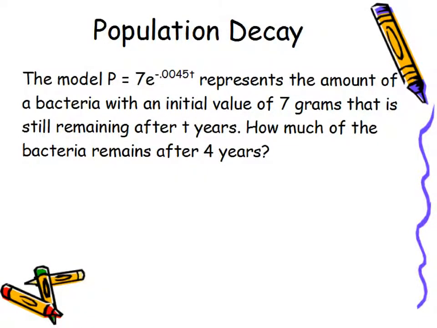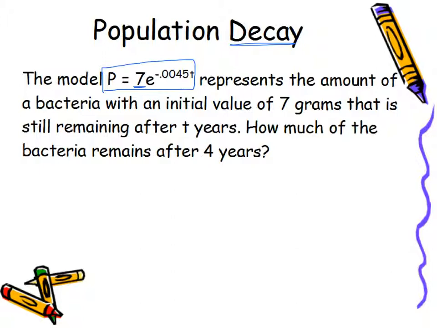Okay, last example. You want to be able to use a lot of different formulas. Some of those you're going to have to build yourself. You have to know your formula and put all the numbers in. But other times they're just going to give you a formula that has some sort of exponent in it. In this case, it's got a negative, which means it should be decay, right? Negative exponents mean it will be decay. And so I have this model. It represents the amount of a bacteria. There were initially 7 grams. That's why the 7 is at the front. And we're trying to figure out how much is remaining after t years, and specifically they say 4 years.